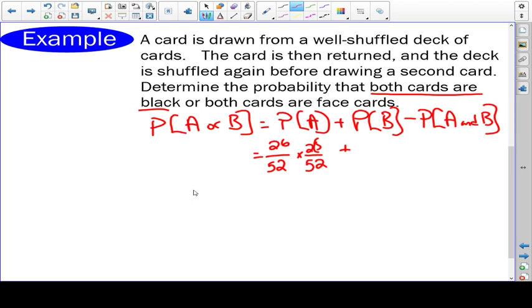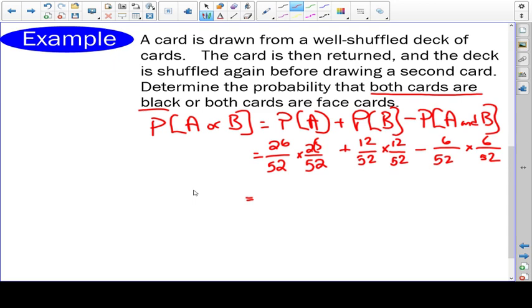12. Jack, Queen, King, and there's 4 of each. So it's 12 out of 52 times 12 out of 52. Minus, how many cards are black face cards? 6. Half of face cards. So that's 6 out of 52 times 6 out of 52.